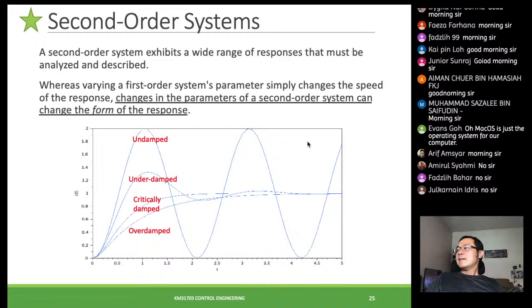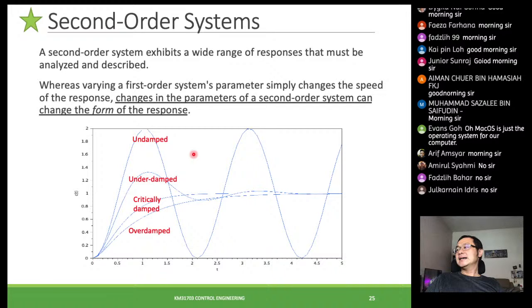The changing of the parameters that affect the response of the second order depends on 2 main parameters, which we will see later on. Okay, again, we now look at the relationship between the pole and zero with the second order, right?